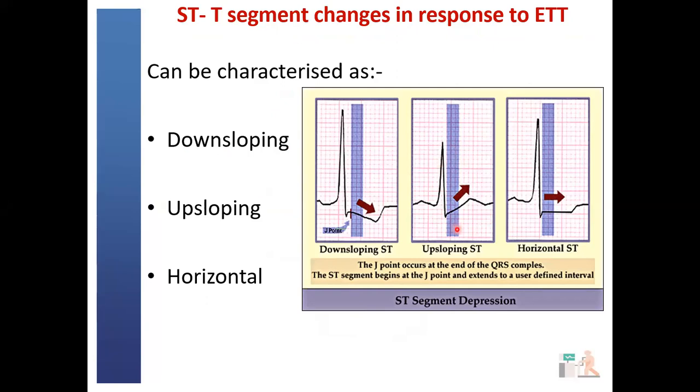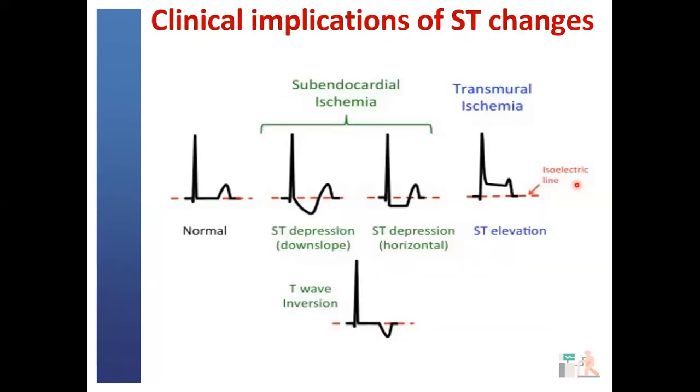One other feature that is not depicted there is that the clinical implication is that it is usually a normal response to exercise when you have an upsloping ST segment depression. So that is why it is really not reflected here. Or sometimes you can have T-wave inversions also.